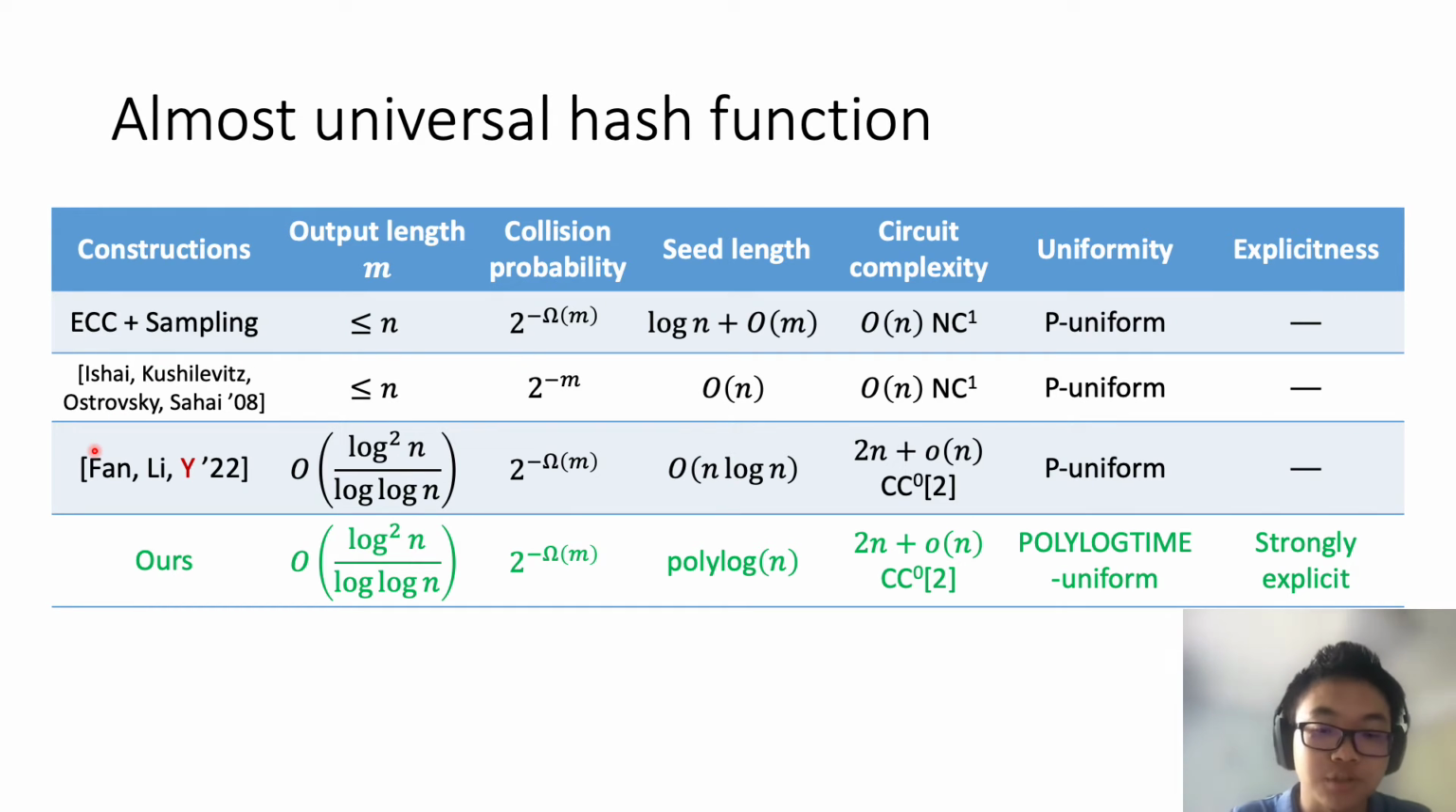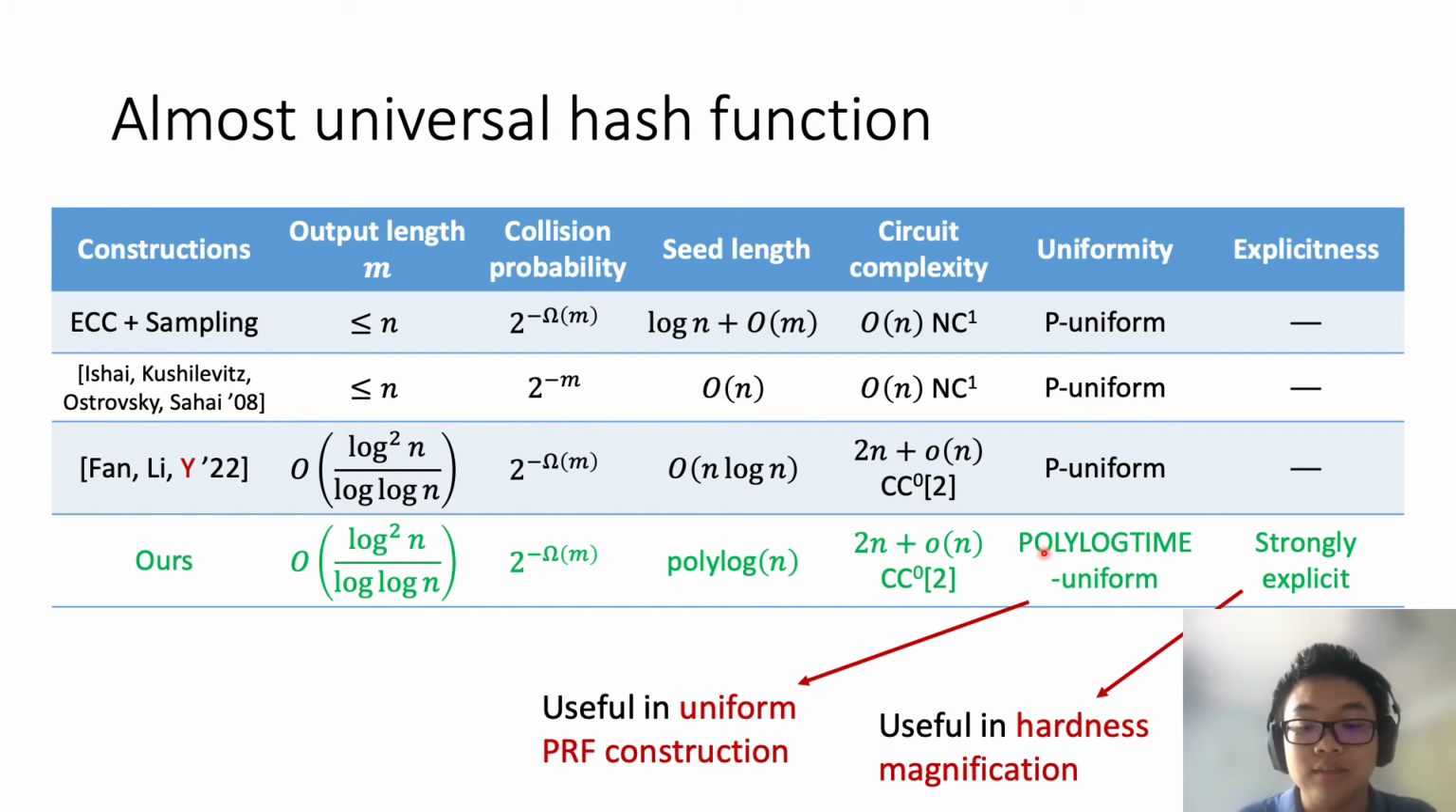Compared to the previous two, it can only work for large collision probability. We lose some seed length compared to this ECC plus sampling method, but we still get polylog seed length, and most importantly, keeps the super efficiency of Fan, Li, and Yang. This polylog seed allows us to further give uniformity and explicitness. And this uniformity will be very useful in our later application of uniform PRF construction, and this explicitness will be useful in our application of hardness magnification.